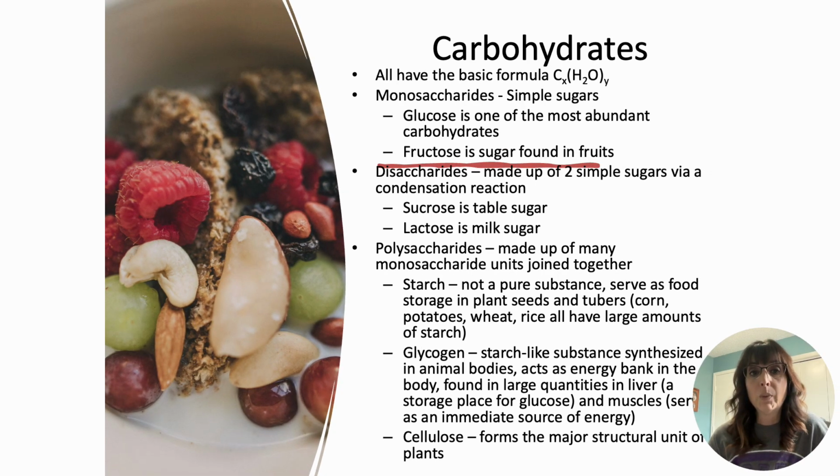Another macromolecule we have are the carbohydrates, the carbs. These all have the same basic formula. They all have C, H, and O in them. And then there's another little bit of a generic formula right there for you. A monosaccharide means 1 sugar. These are your simple sugars like glucose. It's the most abundant one. Fructose is found in fruit sugar.